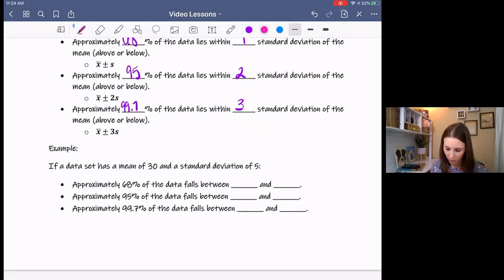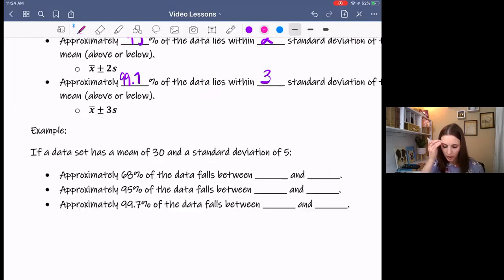And then we have an example here. If a data set has a mean of 30, so X bar is 30, and a standard deviation of 5, then I want you to find approximately 68% of the data falls between which two numbers. And 95% of the data falls between which two specific numbers based on this information. So pause it, try to find those and come back and check your answers.